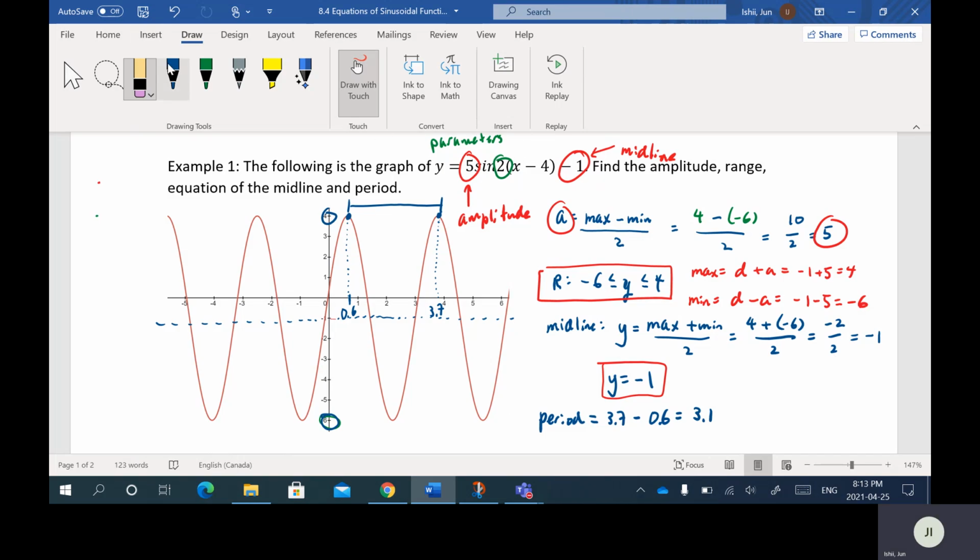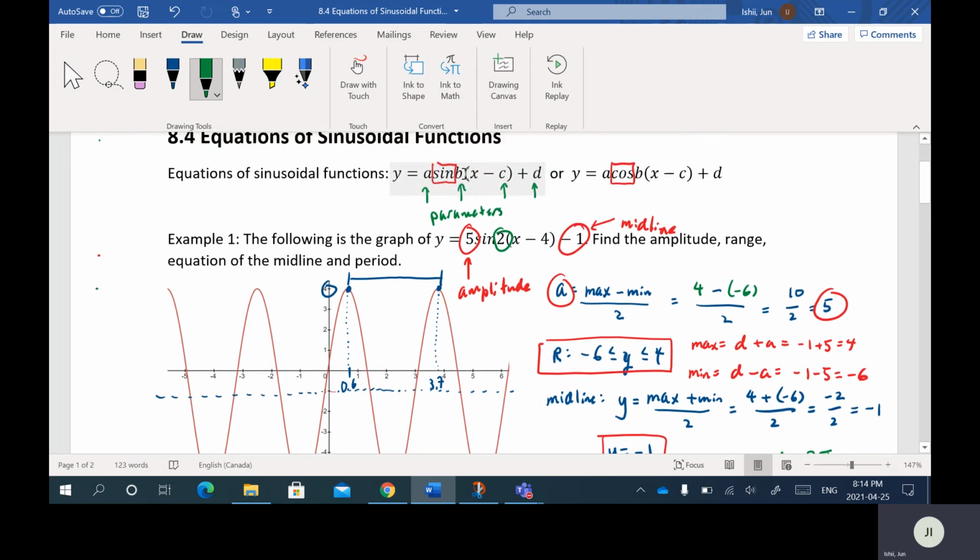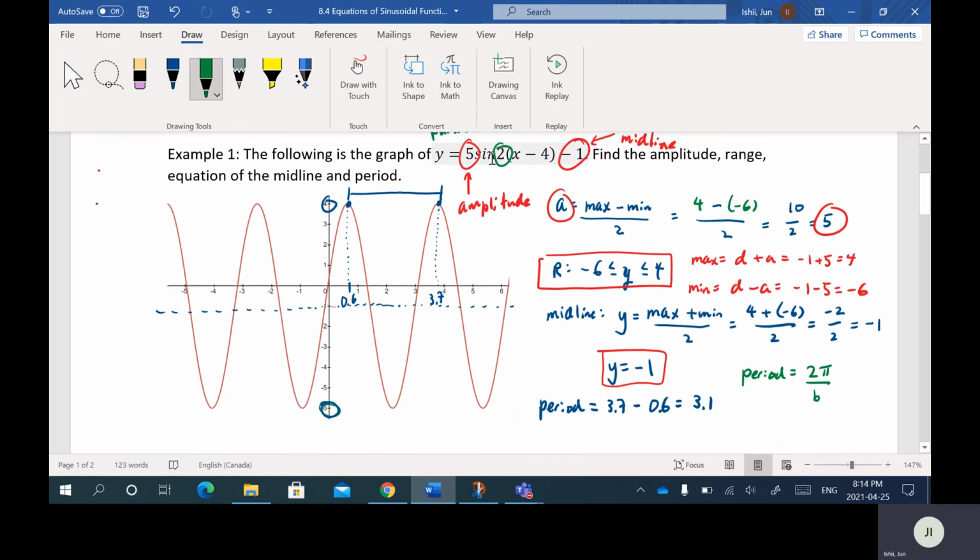So your period, when it comes to the equation, is always going to equal 2 pi, which is just the standard number that always shows up, divided by the variable in front, which is b. The number in front of the brackets, which is b. So in terms of parameters, it's this number here. Whatever this number is, you always take 2 pi and divide it by this number. So in this case, it's going to be 2 pi divided by 2.